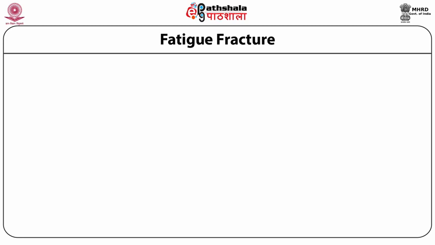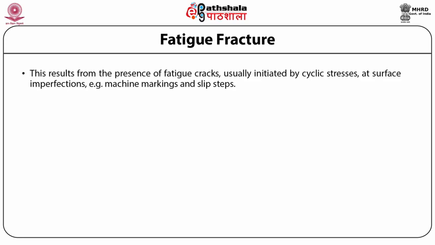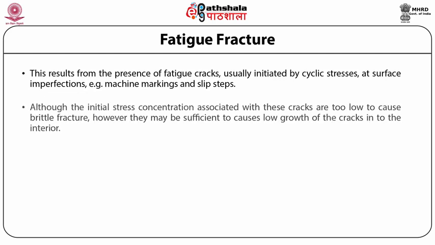Fatigue fracture. Fatigue fracture results from the presence of fatigue cracks, which are usually initiated by cyclic stresses at surface imperfections. For example, machine markings and slip steps. Although the initial stress concentration associated with these cracks is too low to cause brittle fracture, it may be sufficient to cause slow growth of the cracks into the interior.